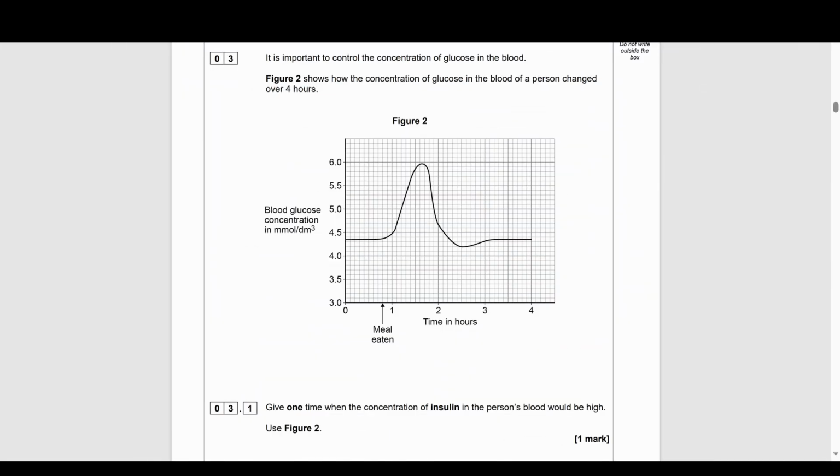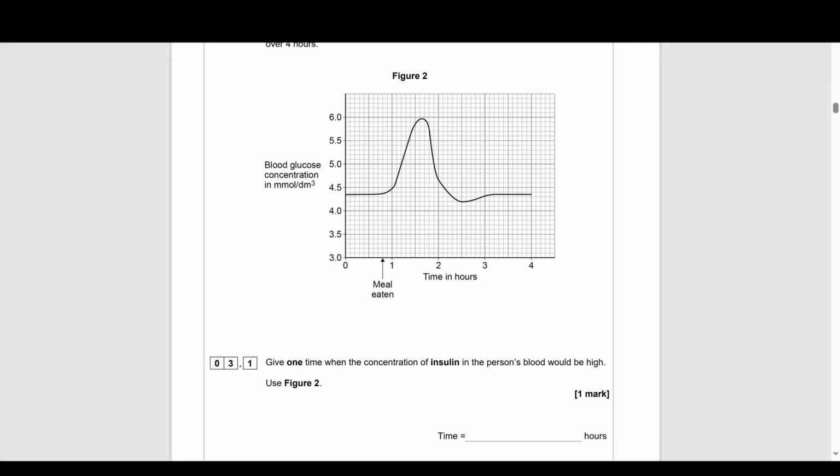Question 3. It is important to control the concentration of glucose in the blood. Figure 2 shows how the concentration of glucose in the blood of a person changed over 4 hours. So looking at our graph, we can see that the concentration remains steady, just about 4.3, 4.35, and then just after 1 hour it increases up to about 6 millimoles per decimeter cubed, then decreases for about 2.5 hours, then after that increases, and then remains constant up until 4 hours.